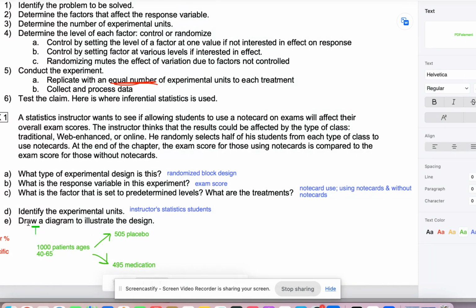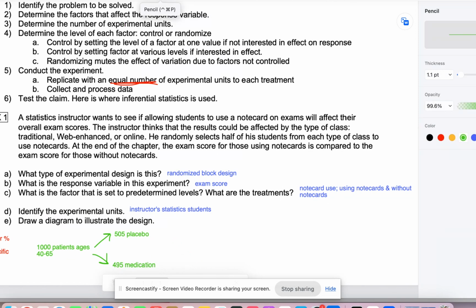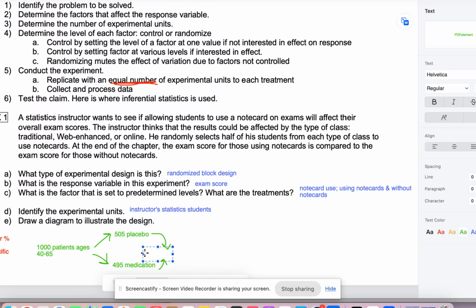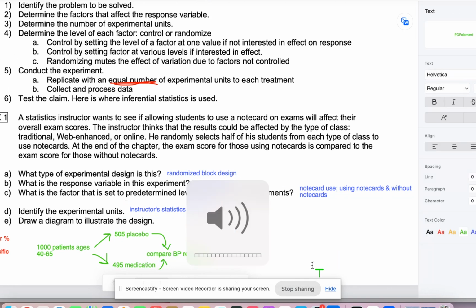You've got the specifics, you've got the numbers, and then at the end, we're looking at, okay, what are we trying to find out from those groups? So perhaps we are then comparing these two, and again, the important thing is to be specific. So I would say compare blood pressure readings, perhaps.